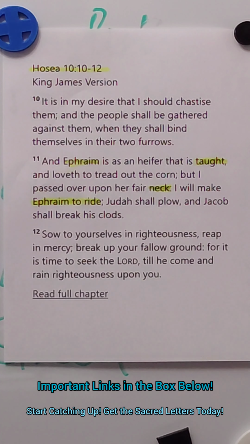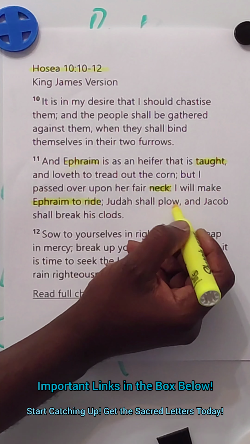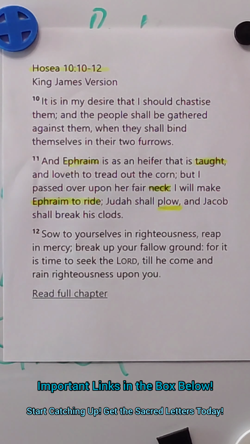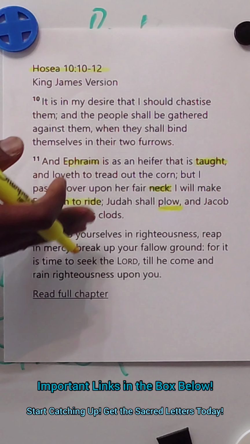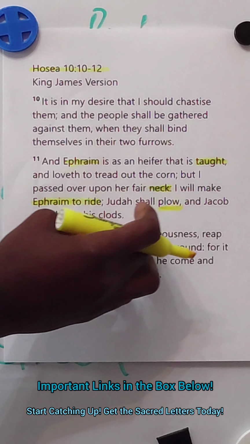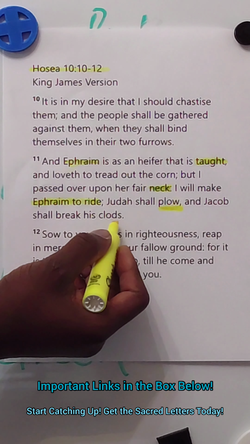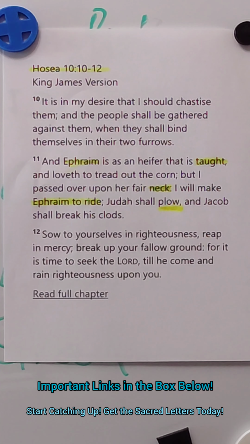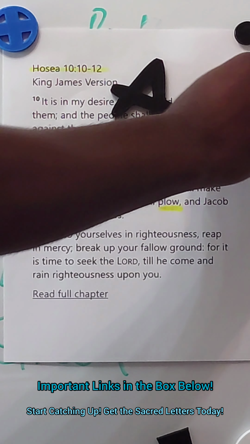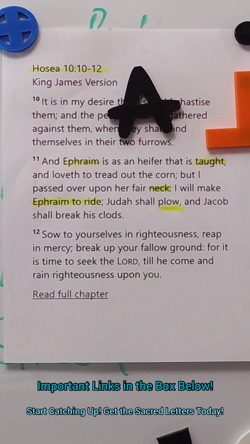But look at what it is said about Judah. Judah shall what? Plow. Judah shall plow. So while the rest of our family has been enjoying success, the rest of our people, look at that, having a hard time. And Jacob shall break his clods. You see, it means there is much work to be done. And there is no way possible for us as a people or for you as a Hebrew to attain success without the letters, without you knowing how to use the letters, the secret letters, to your advantage.